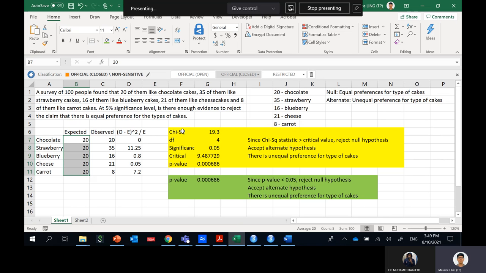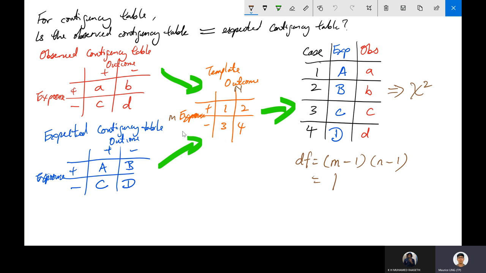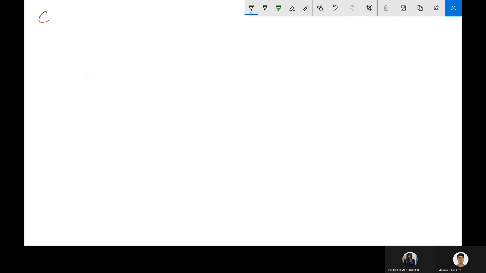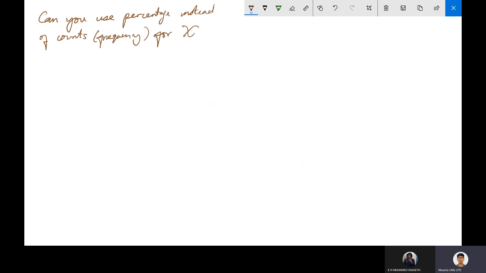All right. The next thing that we are going to do is this question, which is actually your tutorial question one. Can you use percentage instead of counts, or what we call frequency, for your chi-square test? Can you use percentage instead? Cannot. Never use percentage. This is the second error that most people will make. You cannot use percentage. You always have to use count. I'll show you later.